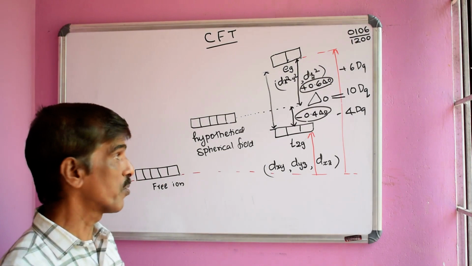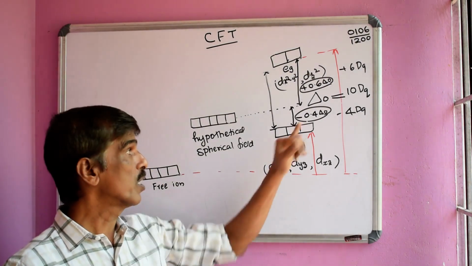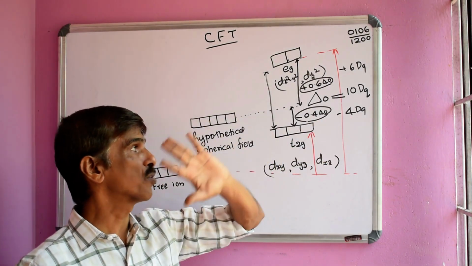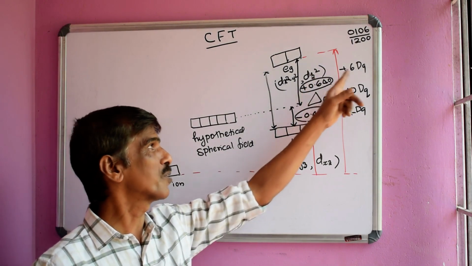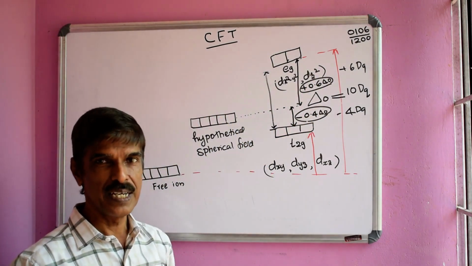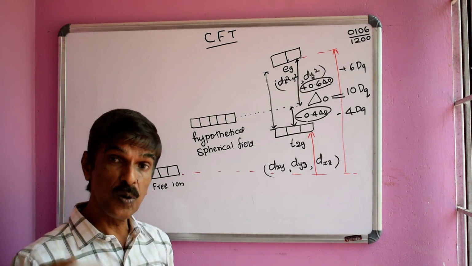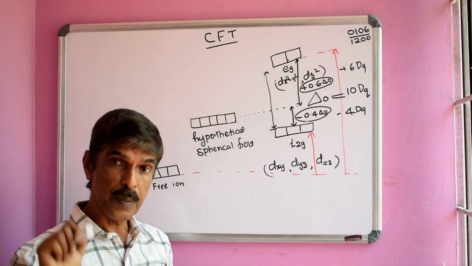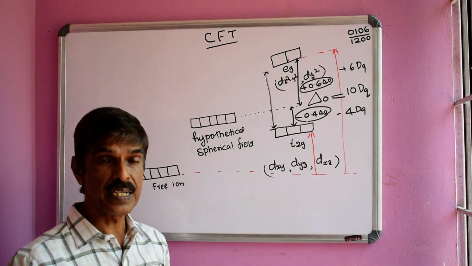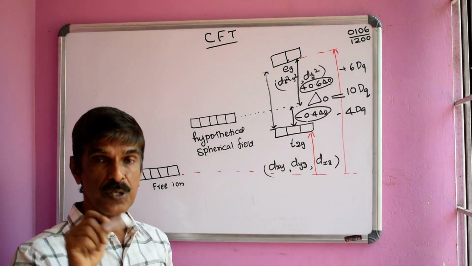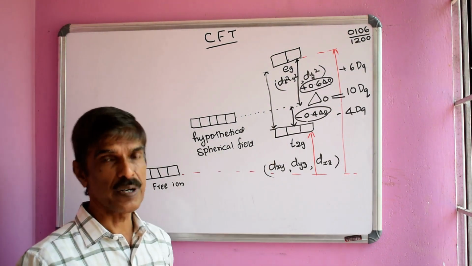So whether we say delta or 10 dq, it is the same. Whether we say 0.4 delta or 4 dq, it is the same. Whether we say 0.6 delta or 6 dq, it is the same. And we can see that 10 dq as well as delta O are two different notations to represent the same thing, that is the energy difference between the two sets of orbitals in an octahedral complex.